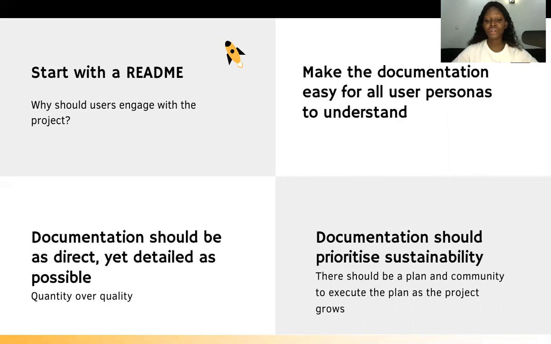And then, documentation should prioritize sustainability. Of course, there should be a plan and a community behind your documentation to execute this plan. Now, in this situation, what happens 6 months after this project has launched and the documentation just stays 6 months behind, because nobody is actually aware that the documentation is lagging behind and should be improved? And what happens 5 years after this project is created? What happens to the documentation after then?